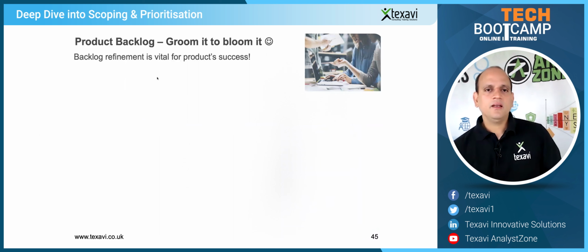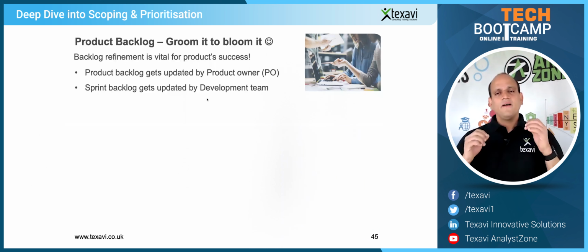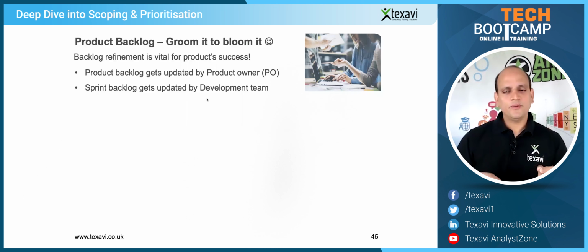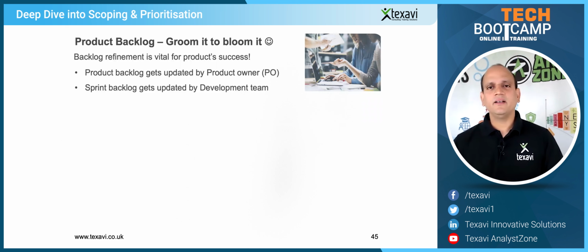So needless to say, groom it to bloom it. Backlog refinement is very, very important. But the most important thing you need to realize is that the product backlog gets updated by the product owner or the product manager or the business team or the customer team. So it's not the development team.